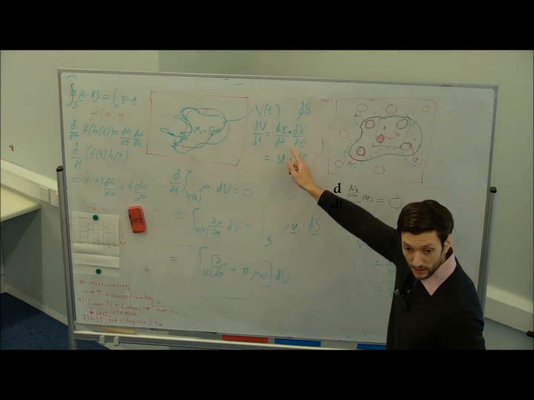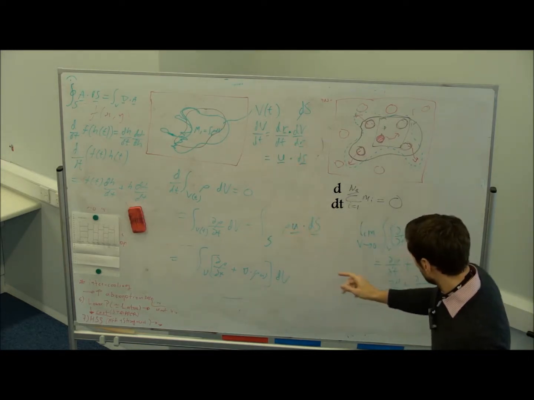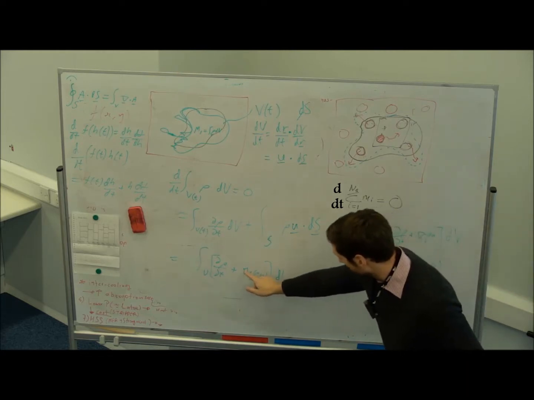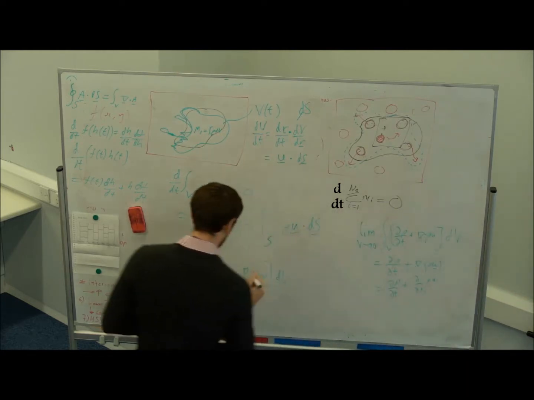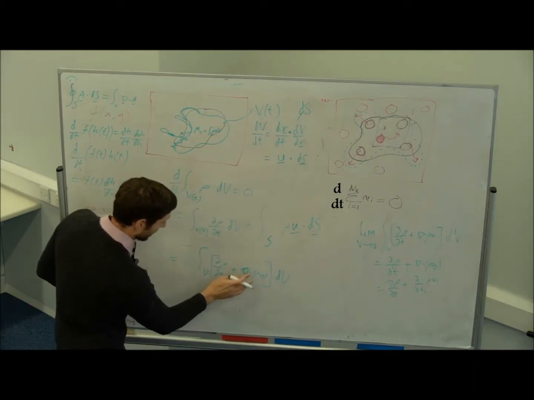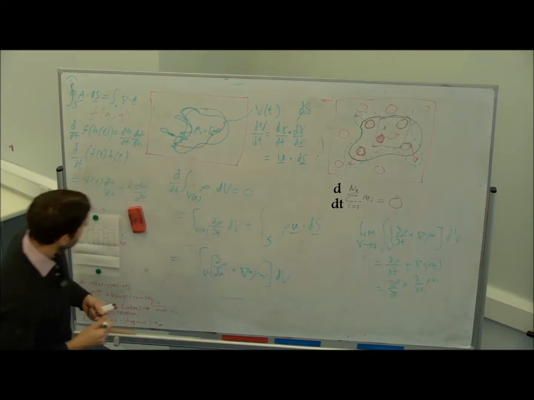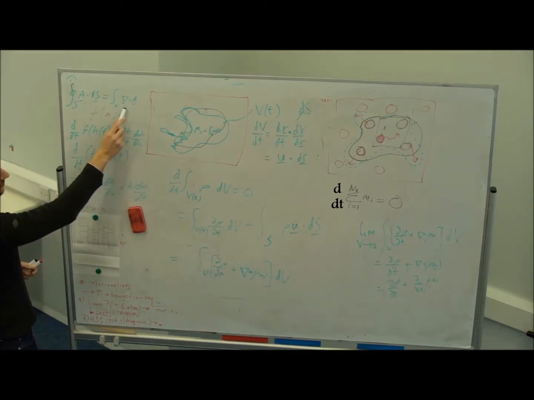Here you mean? This. Oh, so this, sorry, this like that. That's just a divergence. Yeah, sorry, bad penmanship. Yeah, so sorry, this is just the divergence operator.